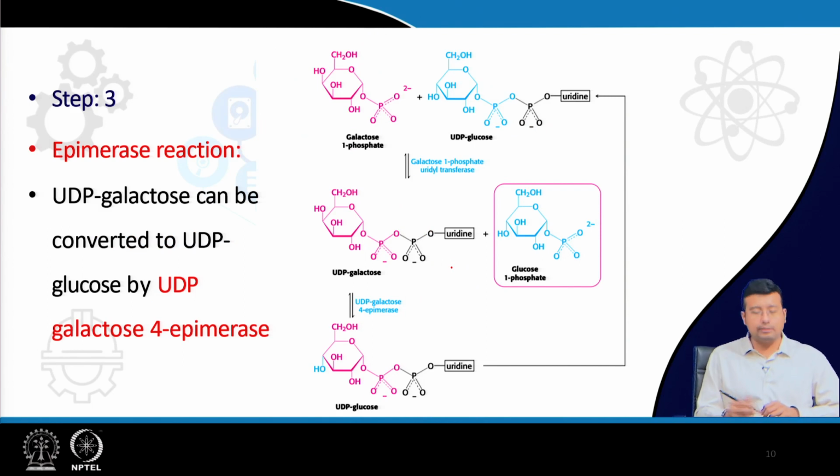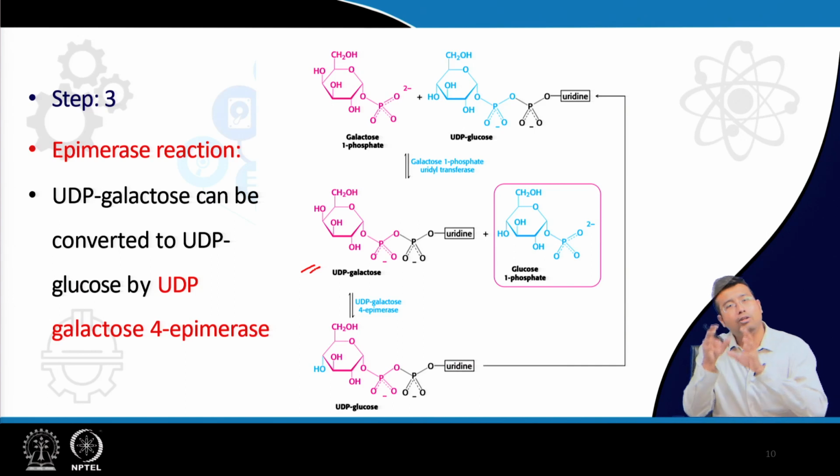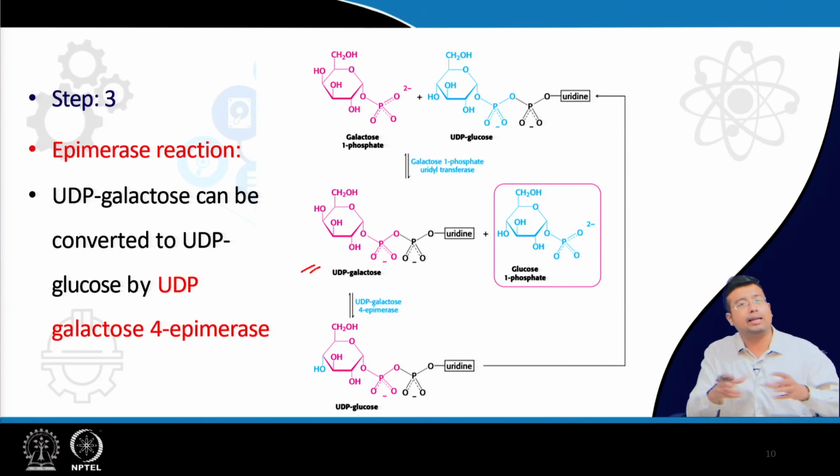In the next step, what happens? UDP galactose can be converted back to UDP glucose. So, when we need galactose for synthesis, UDP galactose can be formed and it can donate galactose as much as it wants to. But when the requirement of galactose is gone, the excess UDP galactose can be converted back to UDP glucose by the enzyme.